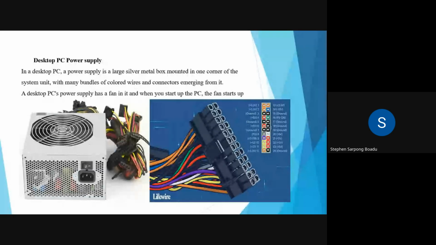It has a bundle of colored wires and connectors emerging from it. A desktop PC's power supply has a fan in it, and when you start up the PC, the fan starts up. Once you start up your PC and you hear that sound, when you go to the back, you can see that there is a fan that is turning. That fan is from the power supply, right?